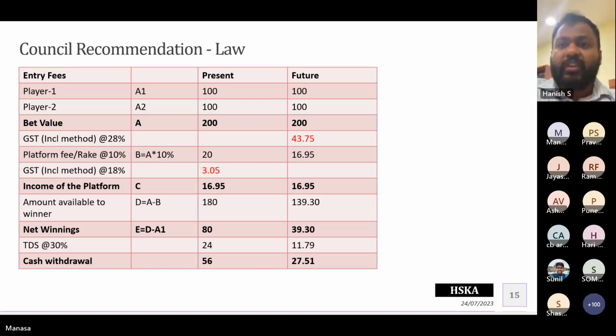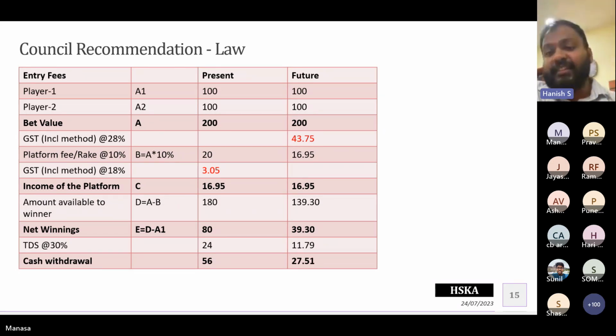So that means 43 rupees 75 paise goes to the government, which means 43.75 rupees is not available to the player basically. And assuming for some reason the platform wants to make the same amount of money, 16.95 earlier, 16.95 here also. So now the amount available to the winner from 180 straight away reduces to 39.30. That means his cash withdrawal from 56 effectively comes down to 27 rupees 51 paise or 28 rupees.